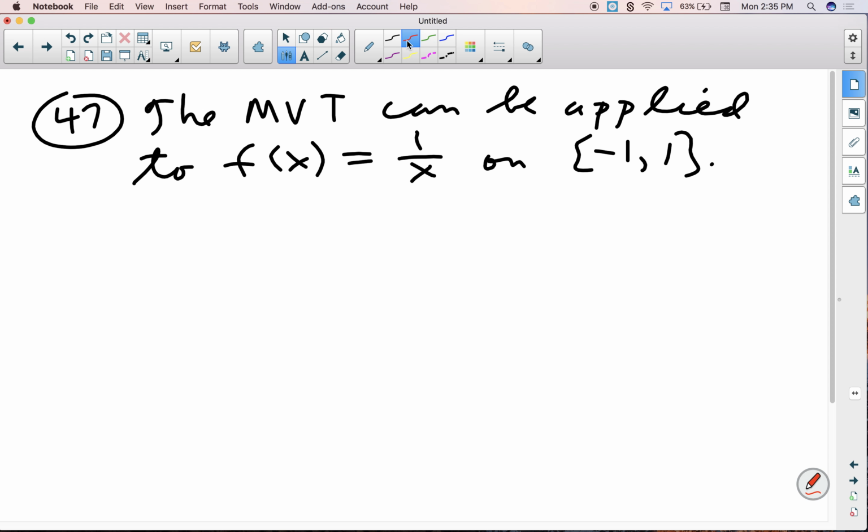Wait, what does the MVT stand for? Mean value theorem. Most valuable teammate.